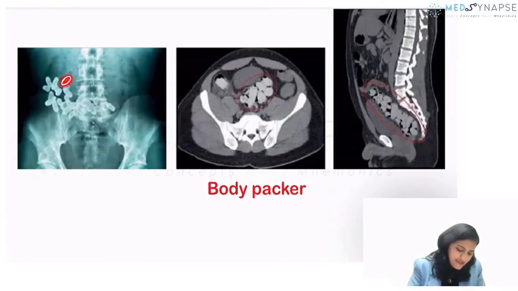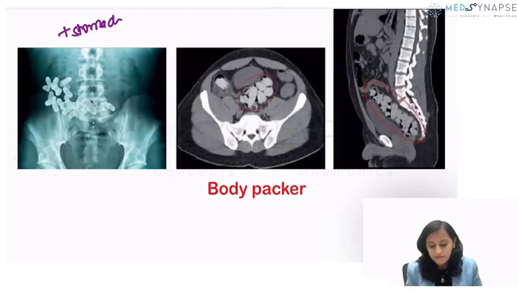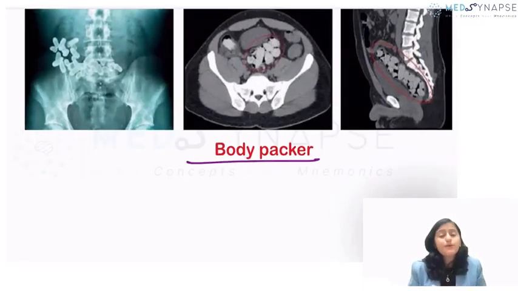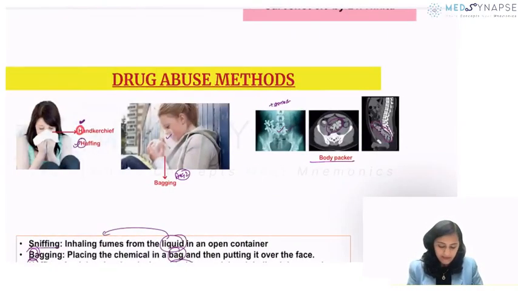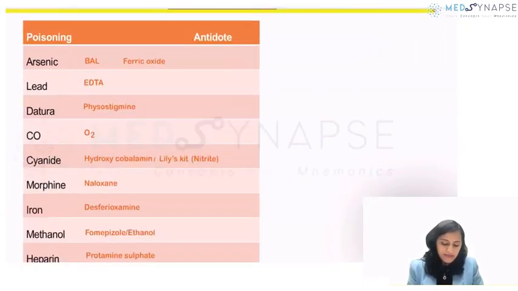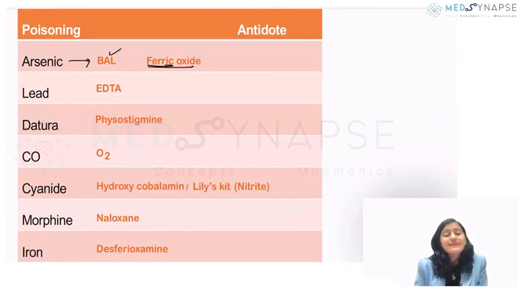When you see these very well-defined packet-like things in the rectum, or in a previously asked image, it could also be in the stomach. It could be either ingested or through the rectal route. So this is smuggling of drugs, basically the body packer. All this is showing you the body packer, drug smuggling.